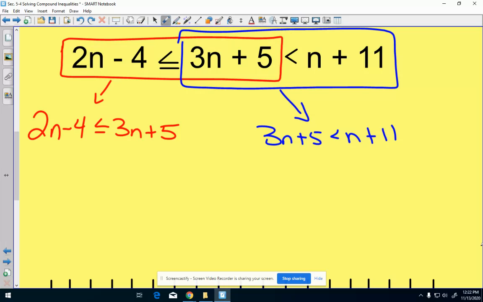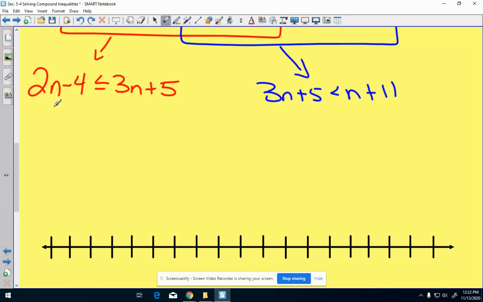You can decide, guys, to move your variables either way. Just remember, whichever way you decide to move your variable, if it leaves you with a negative coefficient, then you'll have to change your sign. So just keep that in mind. So graph it, and then you're done.